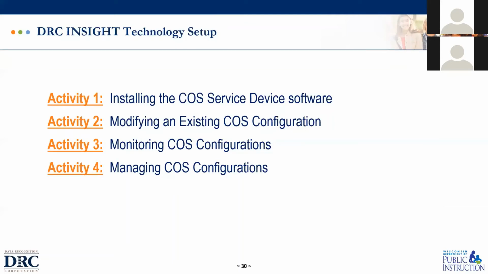Then in activity 2, we'll cover a little background on how to use Central Office Services to monitor and modify my environment. And then activity 3 is walking through, or excuse me, activity 4 is a little bit more about how to manage things.